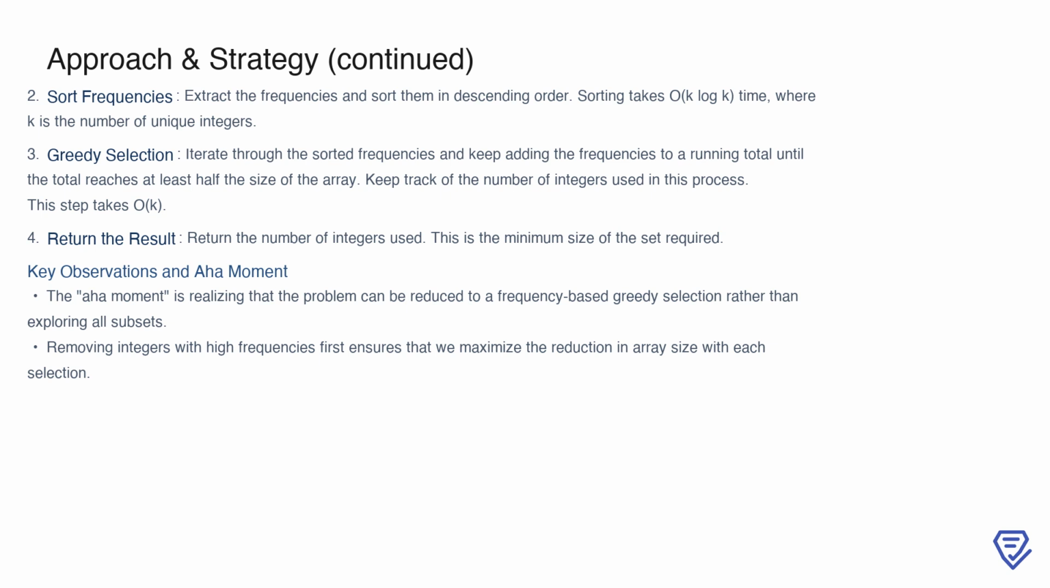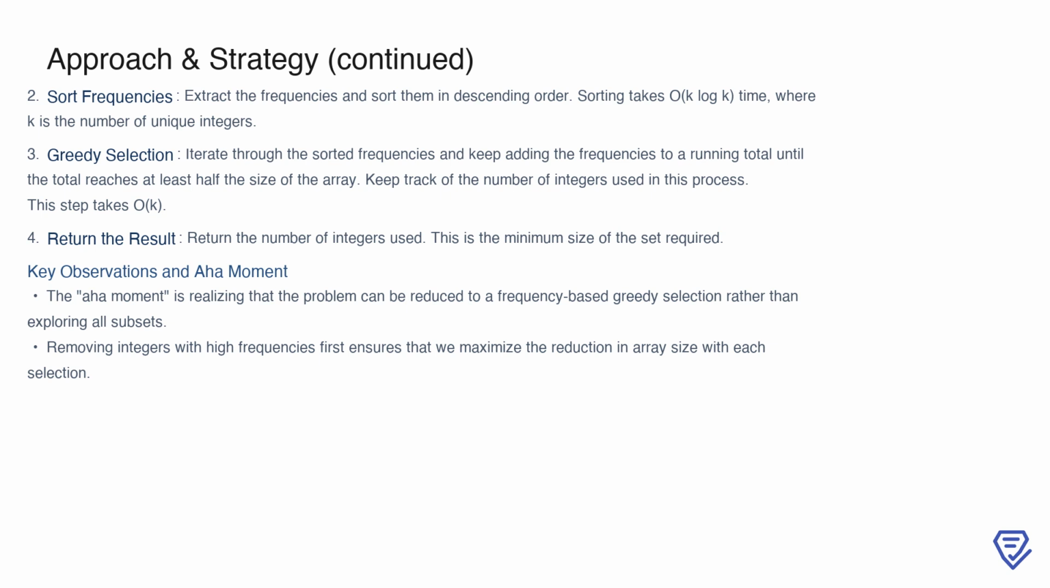The optimized strategy begins by counting the frequency of each integer in the array. This can be done efficiently using a hash map, where the keys represent the integers and the values represent their frequencies. This step has a time complexity of O(n), where n is the size of the array. Next, we extract these frequencies and sort them in descending order. Sorting ensures that we can process the integers with the highest frequencies first, which is critical for the greedy approach. Sorting the frequencies takes O(k log k) time, where k is the number of unique integers.